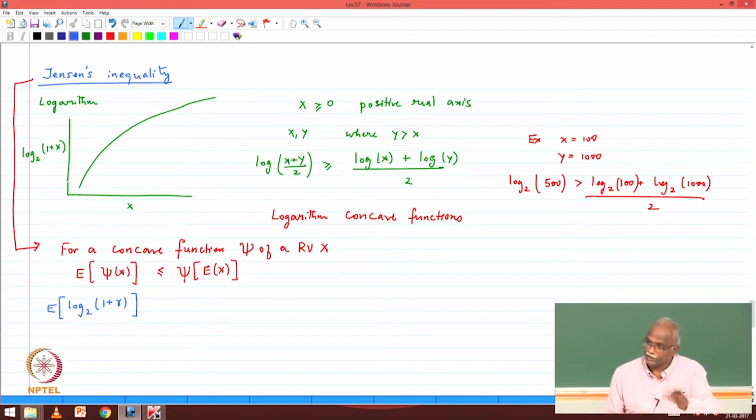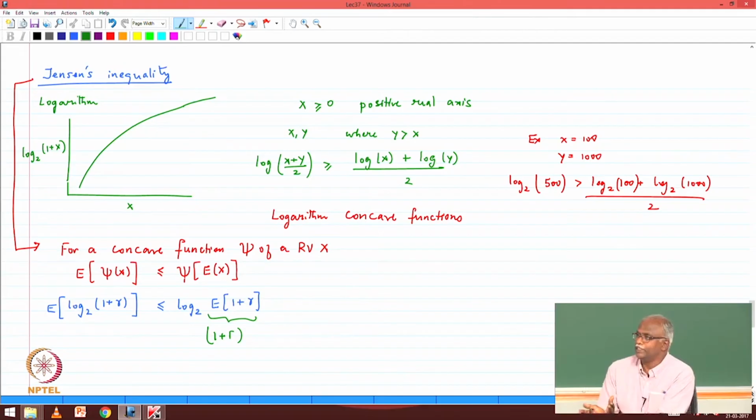Logarithm is a concave function, so therefore it satisfies Jensen's inequality. This is less than or equal to logarithm base 2 of the expected value of 1 plus gamma, which will be the same as 1 plus the average gamma, which is the capacity of an AWGN channel with the same average SNR. So Jensen's inequality more or less confirms that ergodic capacity will always be less than the corresponding AWGN channel with the same average SNR. So we can write down that statement.